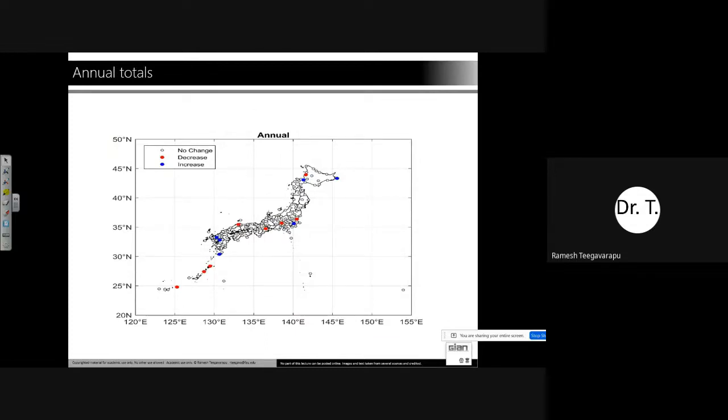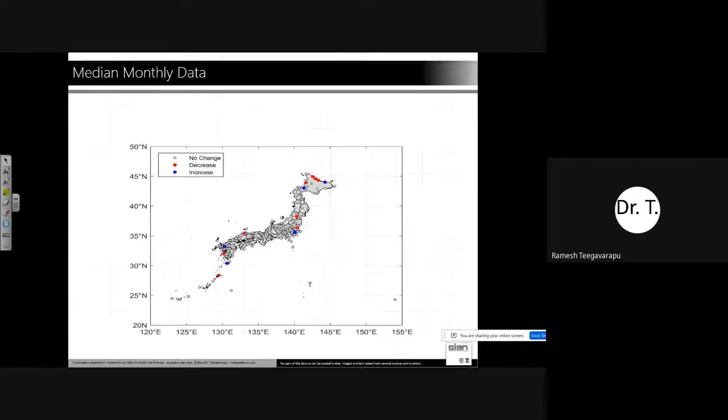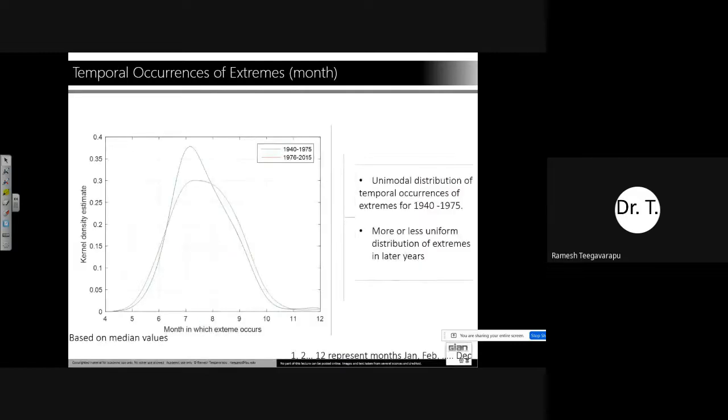The annual totals, not much changes. Seasonal totals, some of them are statistically significant, decreasing, but some of them are increasing. But most of the time, decreasing is a main issue because there's a water transfer that needs to be done between different provinces. So here's a spatial variation of two different time segments, the temporal windows, drier.